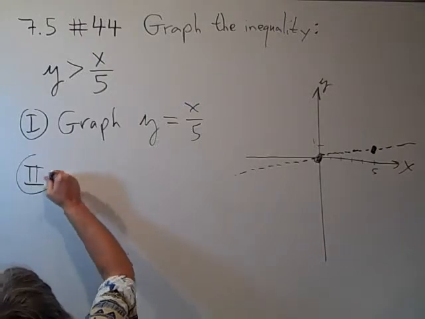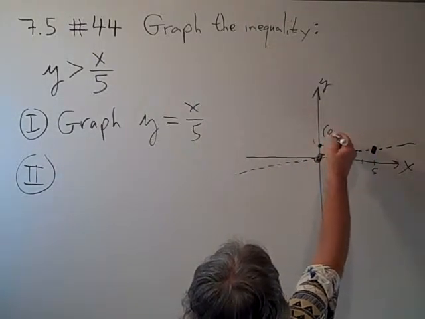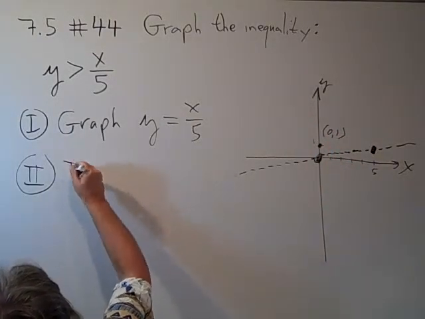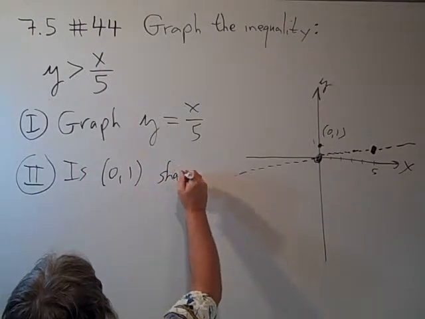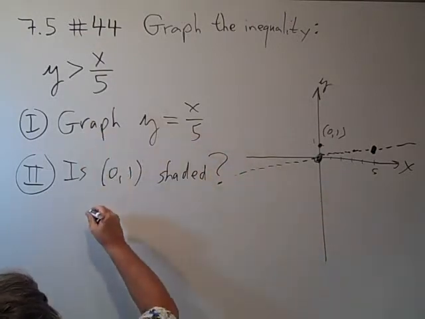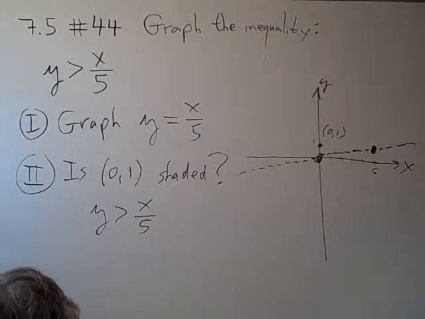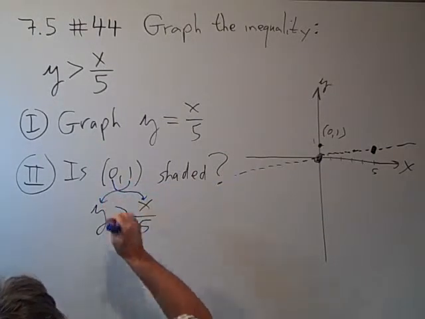But we could also ask a point like this point right here, the point 0, 1. We can ask, hey, are you shaded? Is the point 0, 1 shaded? We can answer that question by going to the original inequality and simply substituting in x equals 0 and y equals 1. So substitute x is 0 and y is 1.